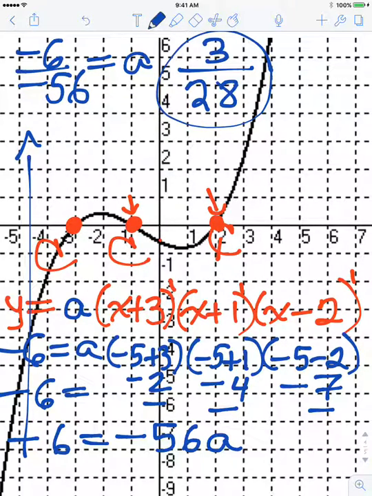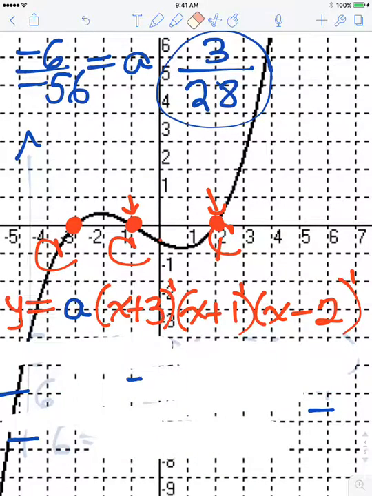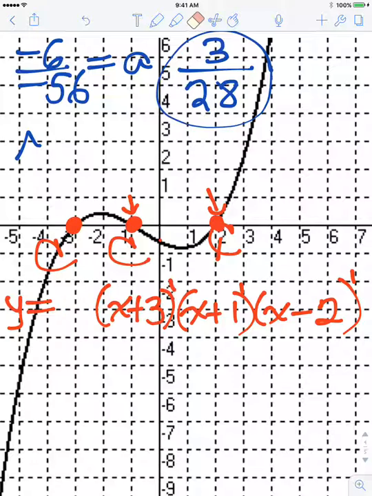So the complete answer to this is, let's erase all of this. Now that we know what a is, don't forget, once you solve for a, put it in the function so your answer is complete. So now we know that a is 3 over 28. Okay. Bye-bye.